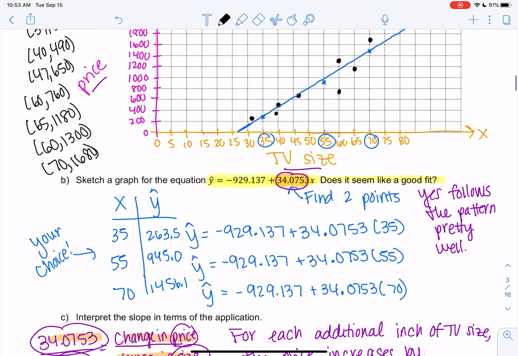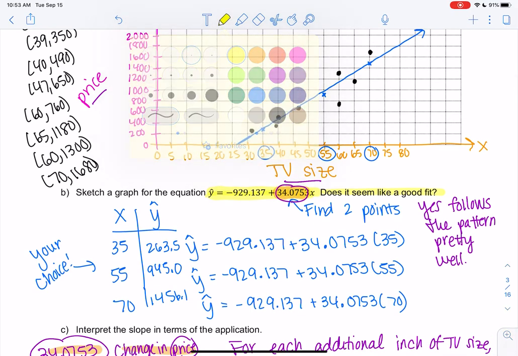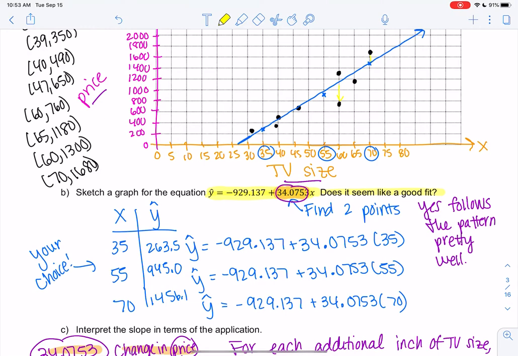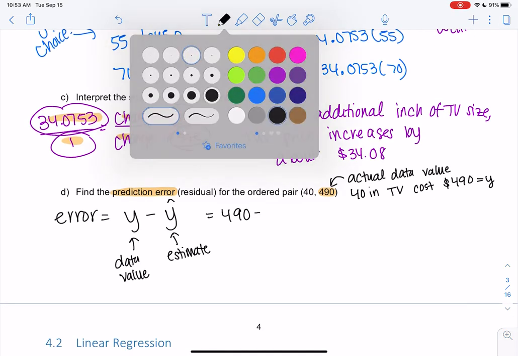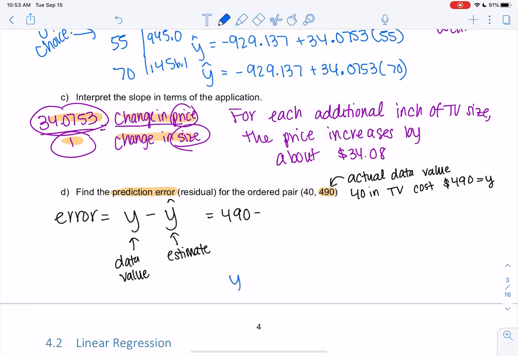If we look at the graph and we go to 40, right, the line and the point are not exactly the same. And that's what residual is, right? How far off are we, right? This point to this point, right? These are called residuals, the error. How far is my point from the line? Because my line will not always be correct. It'll be a good estimate, but it won't be perfect. So we're going to go ahead and plug into the equation. Let's do that in a different color. So y hat will be negative 929.137 plus 34.0753. And we're going to plug in 40 for x.